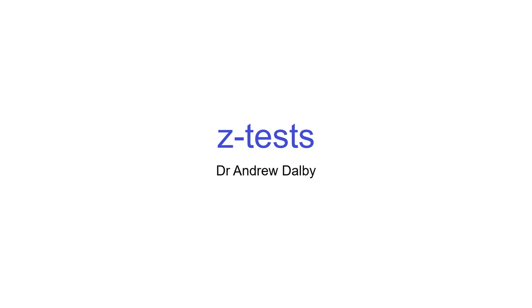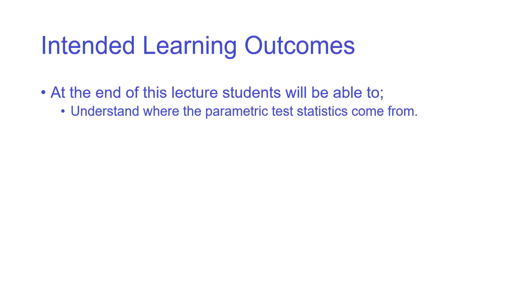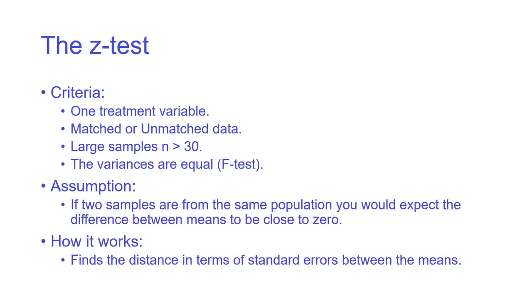So the first parametric test that I'm going to go over is the Z-test. I'm actually just going to go over this as a demonstration of how the tests work. You're never actually likely to carry out a Z-test unless you want to do one by calculator, because most software doesn't do them. So I'm going to understand where parametric tests come from.